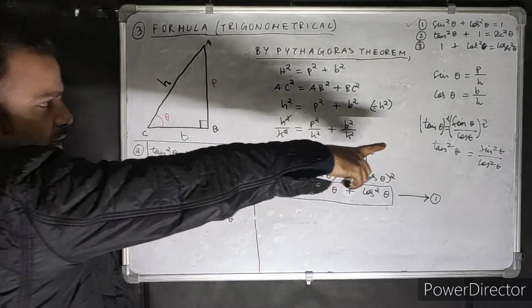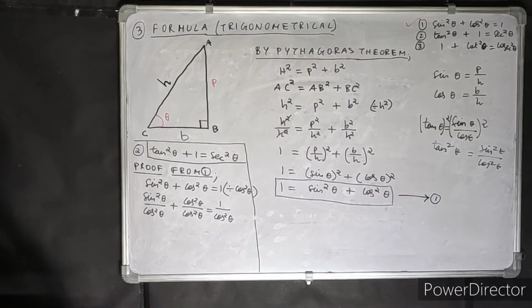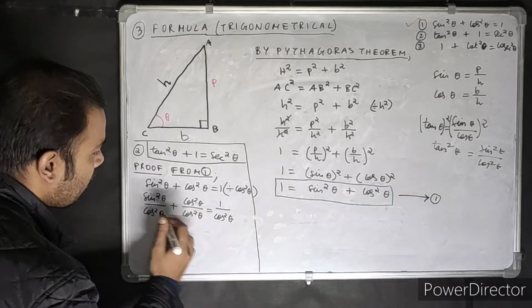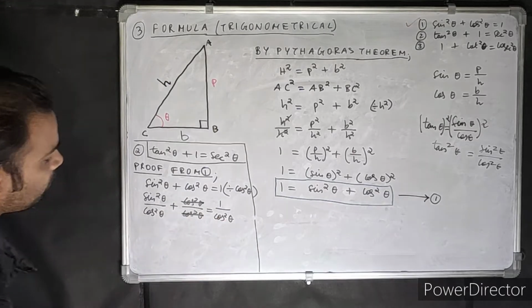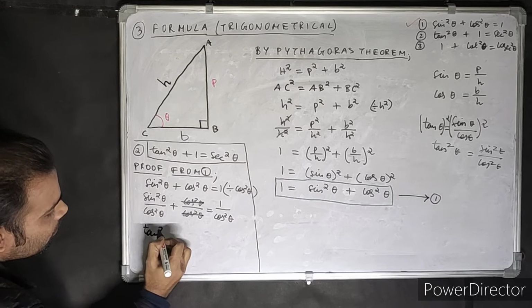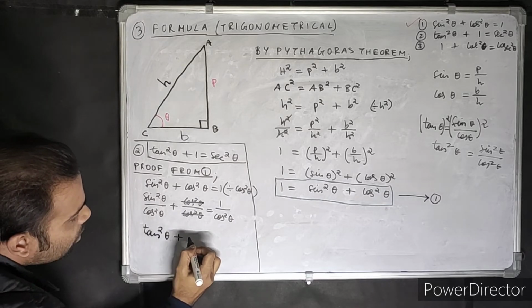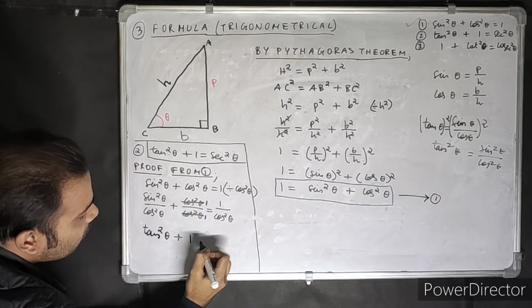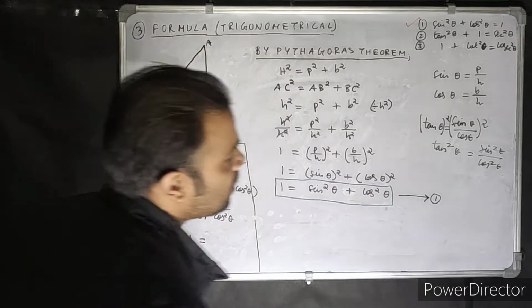I just showed you in the second part that tan theta is equal to sine theta by cos theta, right? Now from here, cancel out the cos theta, so this now becomes tan square theta plus 1, this is 1 here, and 1 by cos theta is what?